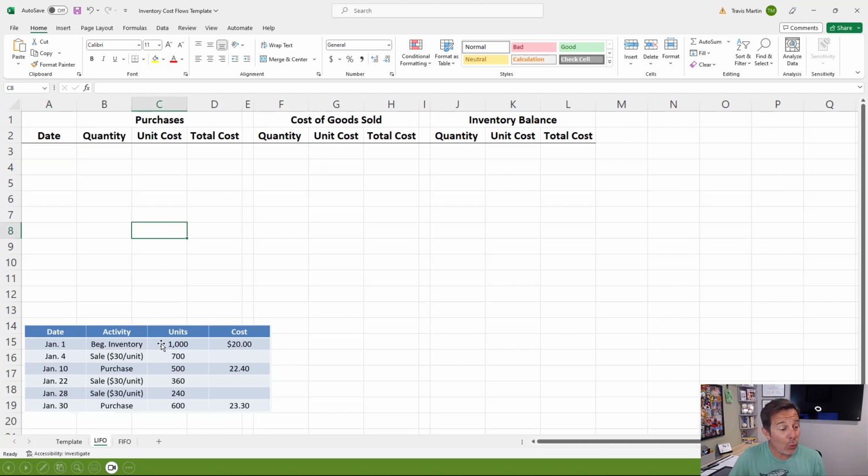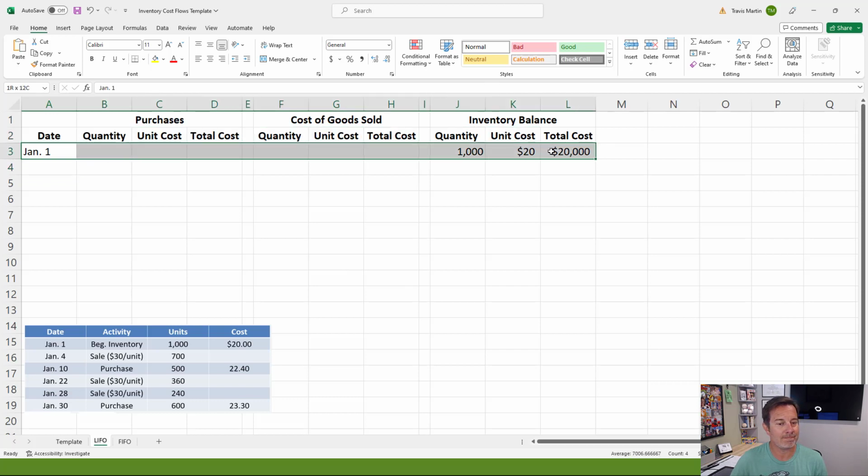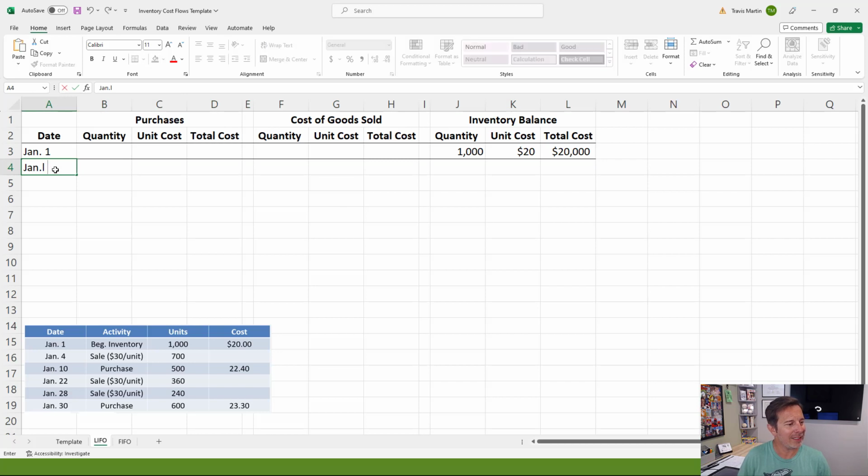We have our inventory information down here at the bottom. And let's apply a little LIFO. January 1, we have a beginning inventory balance of 1,000 units at a cost of 20. 20,000 in that beginning inventory. Make a line, keep it nice and neat here. January 4th, we sold 700 units of inventory. And so we're going to record that in our cost of goods sold area here.